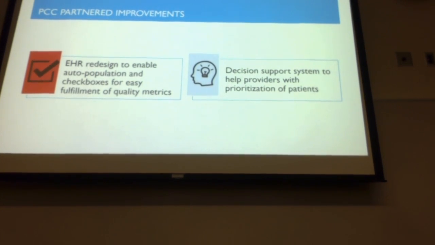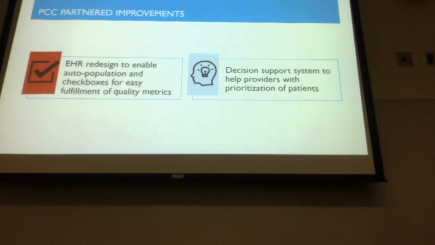The long-term recommendations have mostly in part been identified as long-term due to the extensive amount of work that will have to be done on the EHR. So the first one would be to redesign the EHR to enable checkboxes and auto-population more extensively so that providers aren't spending as much time checking those boxes or going through and making sure that the information is auto-populated in the free context.